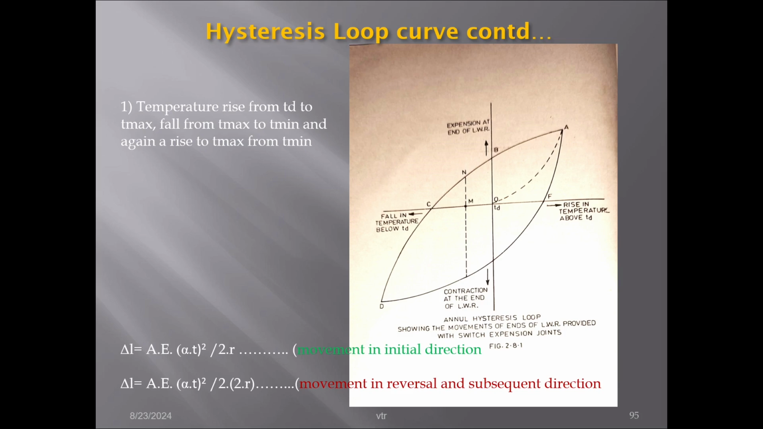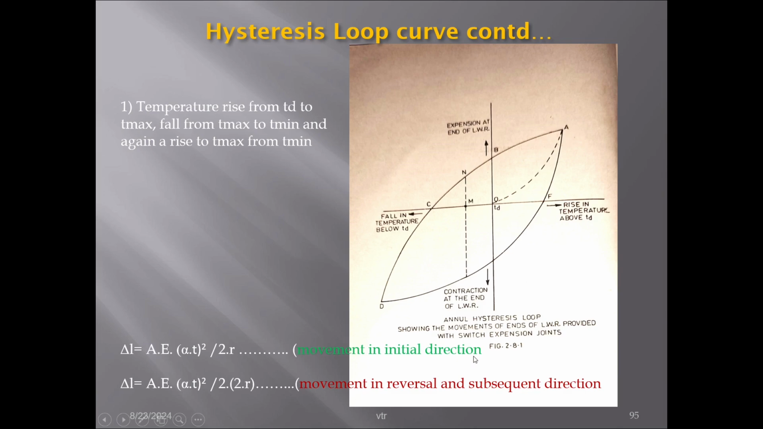Okay. The first method is temperature rise from T to T maximum, fall from T maximum to T minimum, again rise to T maximum from T minimum. That means, after installation of the rail at TD, the temperature increases from TD to T maximum, then falls down to T minimum, then increases to T maximum, completing the cycle. Okay, this is one method. Use the relations and formulas, 2 formulas. For the first line we use the first formula, and for the subsequent dropping down and increasing to T maximum, we use the second formula.